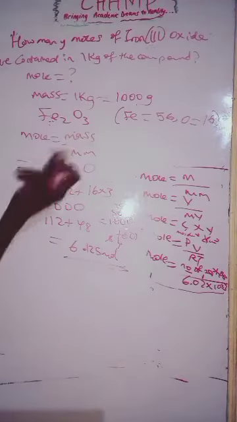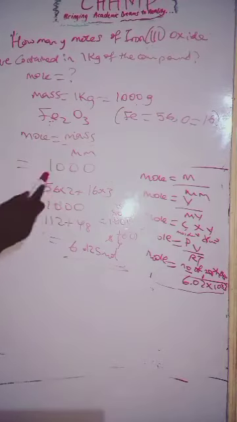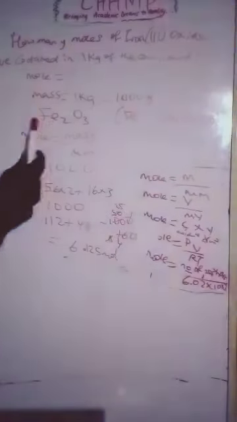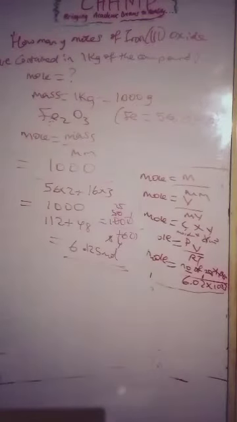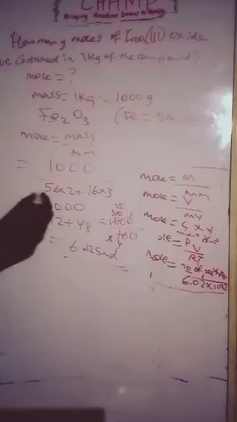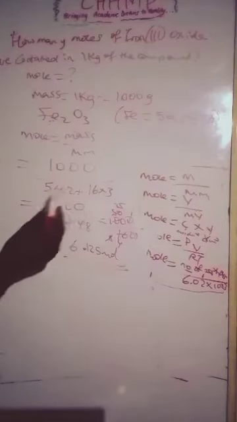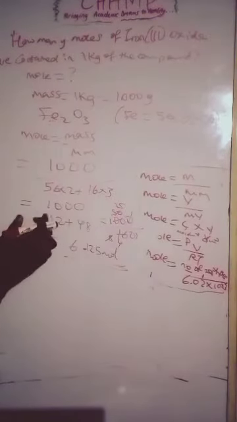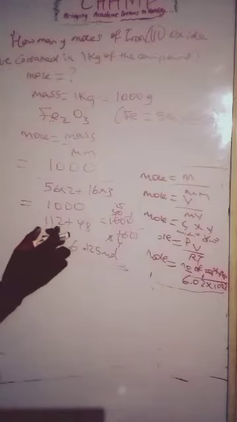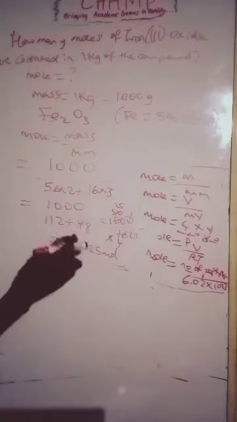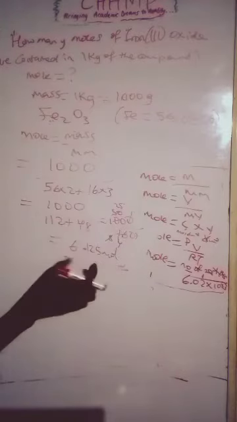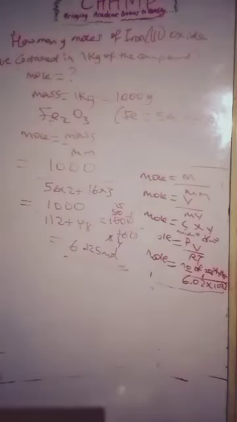Mole is equal to mass over molar mass. What's your mass? 1 kilogram. That's 1000 over what's your molar mass? Fe2O3. So what's Fe? Fe is 56 times 2 plus 16 times 3. So you have 56 times 2, that's 112, plus 16 times 3, that's 48. So 1000 over 160. That gives us this. Yes.